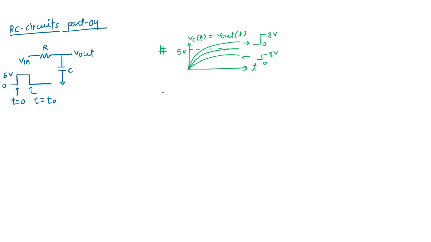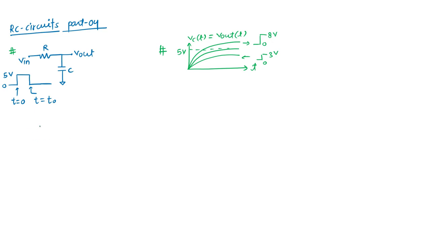In this particular video, I'll discuss a different kind of excitation, where we apply the same step signal, but instead of staying at 5 volt forever, we take it to the low value again at t equal to t naught, and after that it stays at 0 forever. With this we will analyze the circuit.